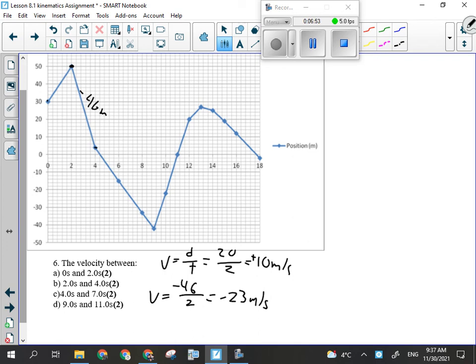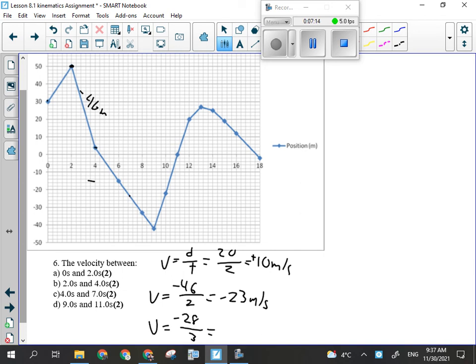And then between 4 and 7 seconds, so we're going from 4 to, where are we at 7 seconds? Right here at 24. So that would be negative 28. So V will be negative 28. That's our change in position over 3 seconds.